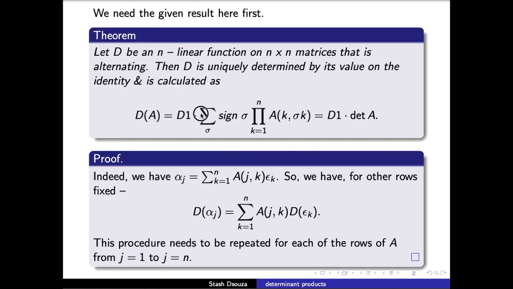So if d of 1 is equal to 1, then we actually have a formula for the determinant, which is nothing but this first sum on the right hand side over here, because the determinant is itself n-linear and it is an alternating function on n by n matrices. So it must be the case that this sum on the right here is nothing but the determinant.